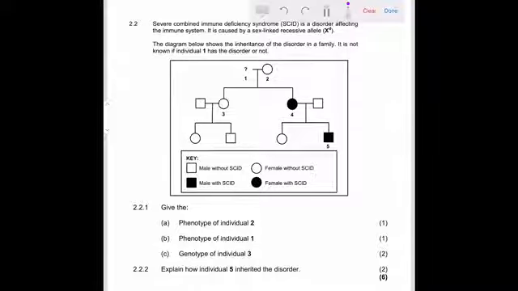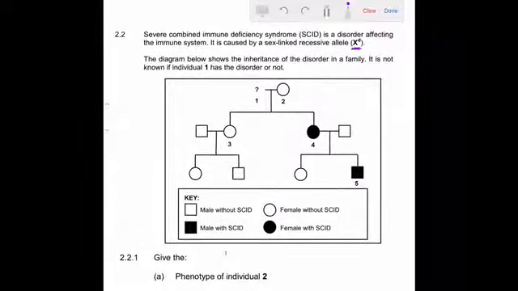So this disorder, SCID, affects the immune system, and it is caused by a sex-linked recessive allele. So the fact that they've given you that code, X with the d in it, tells you that you need to write that special notation.